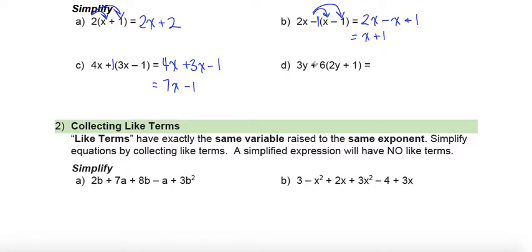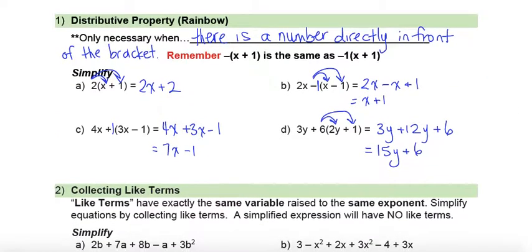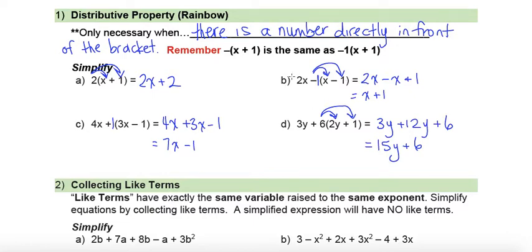And lastly, example D, again, we're applying the distributive property, so we're drawing that rainbow. So we have our 3y out front. Sometimes they're not always going to be x's, and that's okay. And then we have 6 times 2y is 12y, and 6 times 1 is positive 6. And now we collect those like terms. 3y plus 12y is 15y plus 6. So that's the distributive property. If you needed a review of that, this is a great section to refer to.